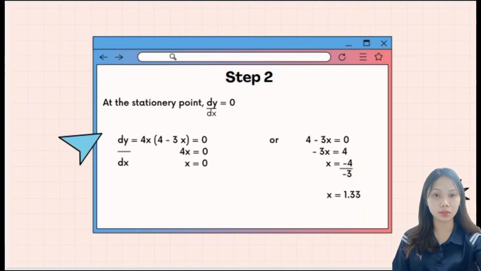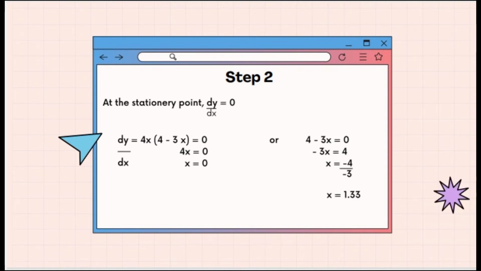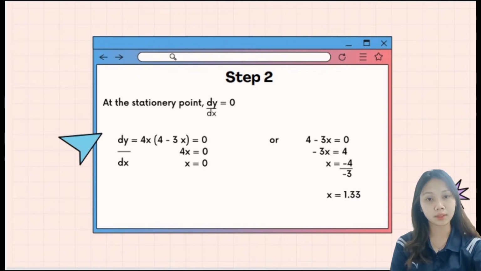Step 2. At the stationary point, dy/dx will be equal to 0. For example, dy/dx = 4x(4 minus 3x) = 0, so 4x = 0 and x = 0, or 4 minus 3x = 0 and it will be negative 3x equals negative 4. x equals negative 4 over negative 3, and the final answer is x = 1.333. Now I will give the turn to Nathaniel.